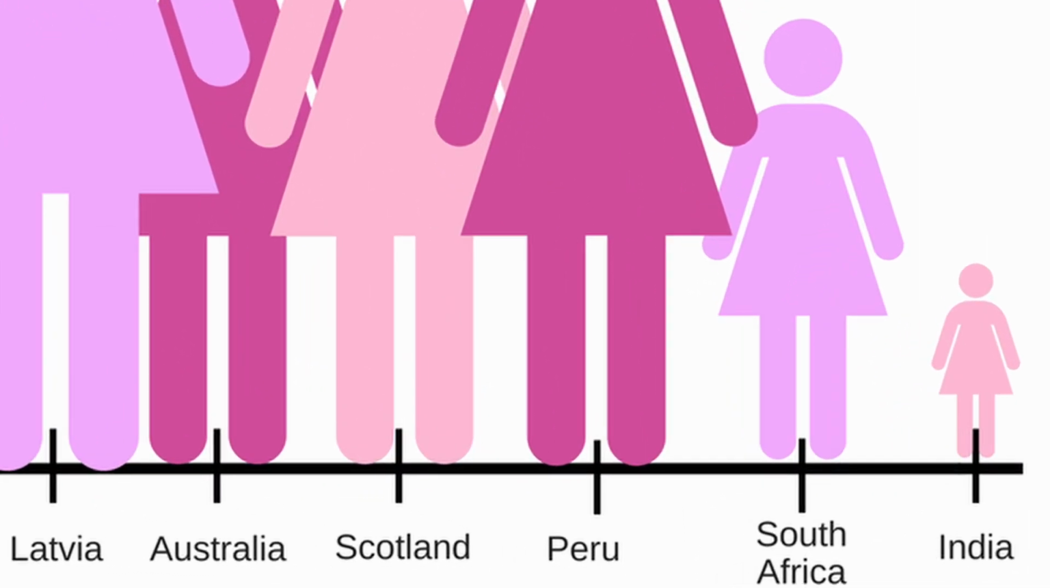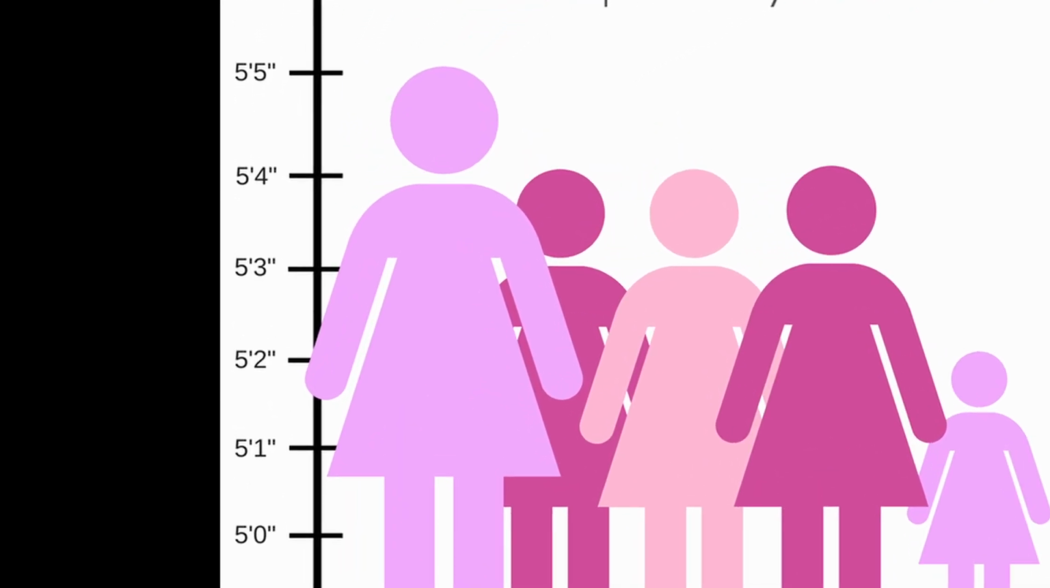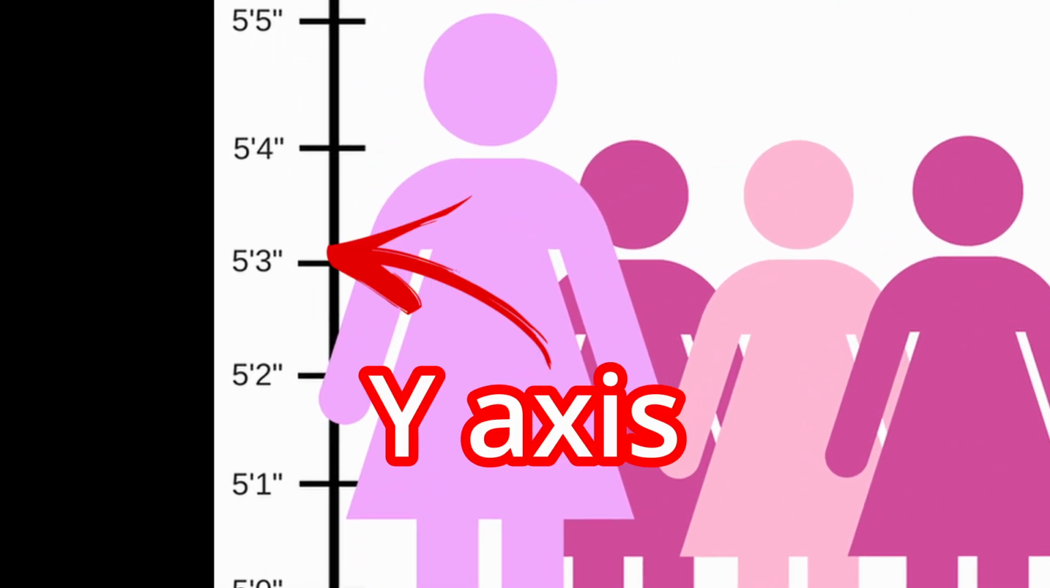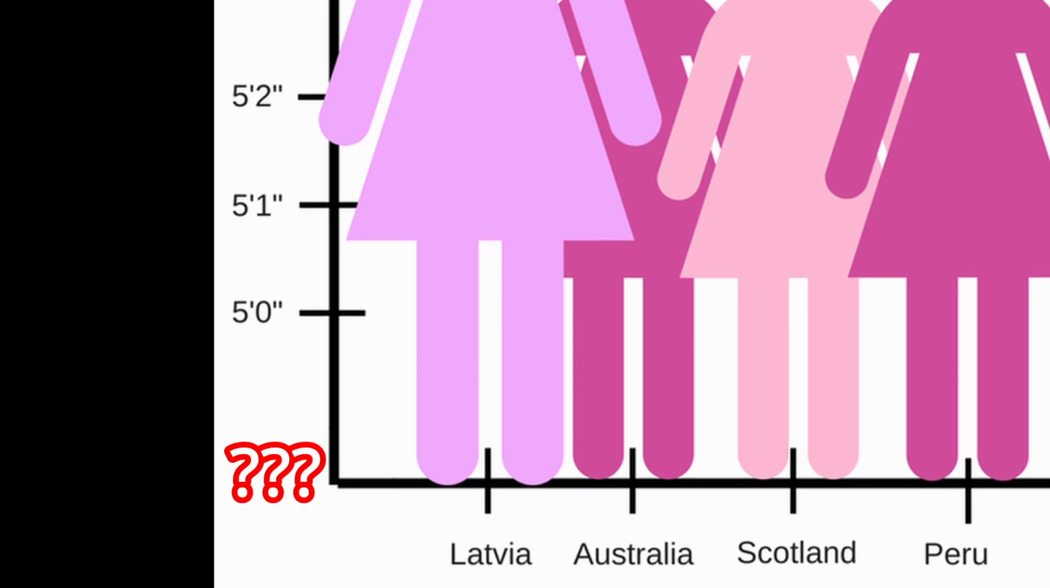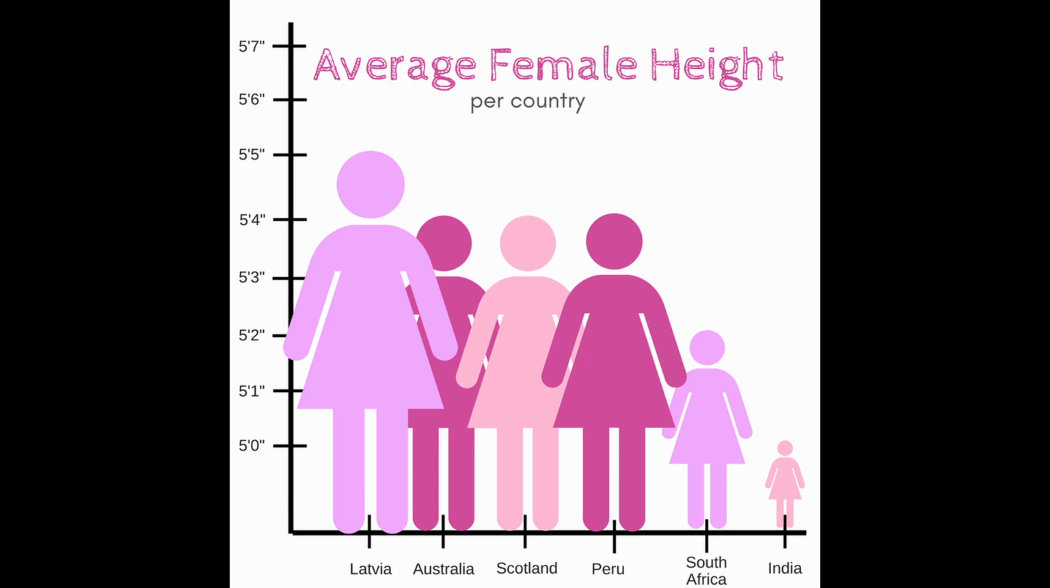For now, let's go back to this tiny Indian lady and figure out exactly why she's so much shorter than everybody else. The issue is actually quite simple, and it's the y-axis. It starts at, well, it's not actually clear what it starts at, but let's say around 4'10". This in itself is completely arbitrary. The only reason it starts at this height is so that India can even be added in the first place, and you can see the horrible consequences of this decision as a result.